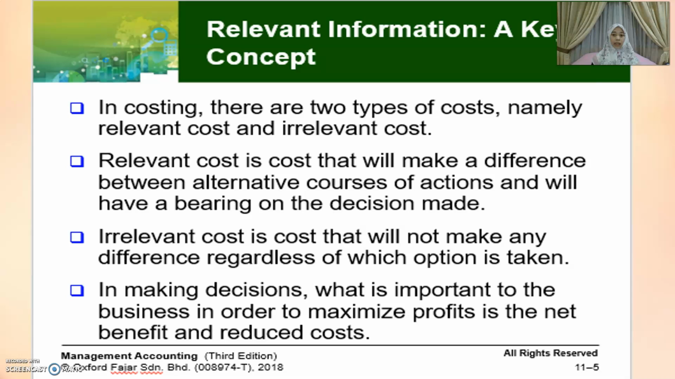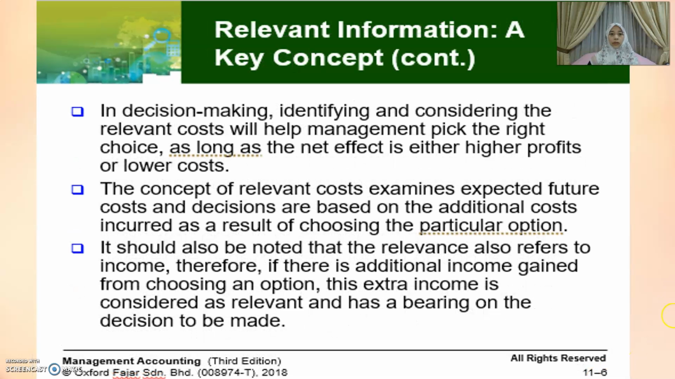So in making the decision, what is important to a business is to maximize the profit. In order to maximize the profit, you need to identify the net benefit, and you want to minimize your cost. So in other words, you will try to maximize your revenue and minimize your cost. So you need to consider the relevant cost. By identifying this, it will help the management to pick the right choice as long as the net effect is either higher profits or lower costs.